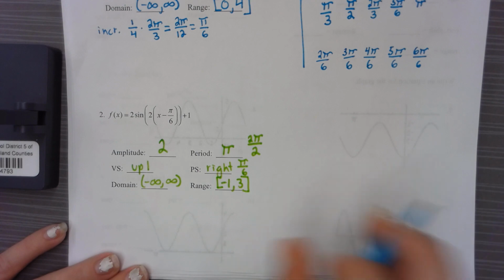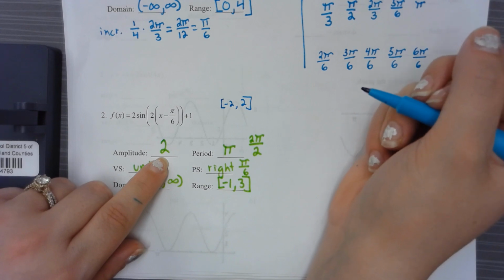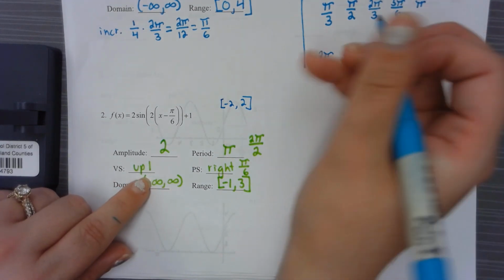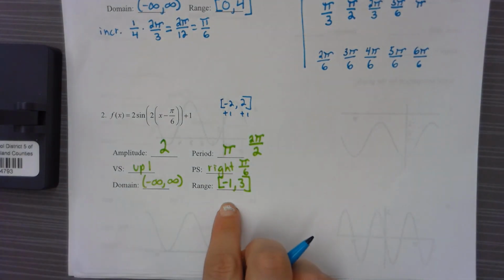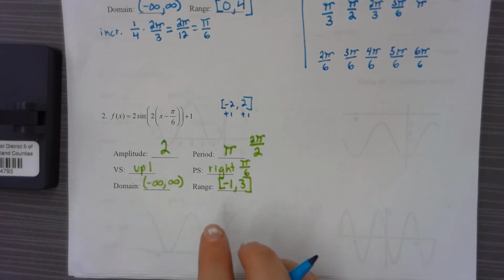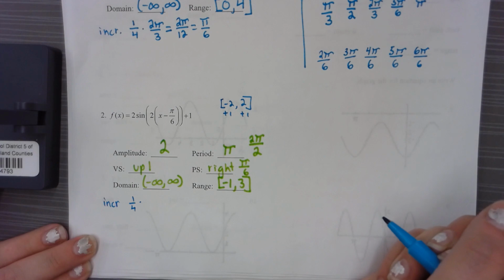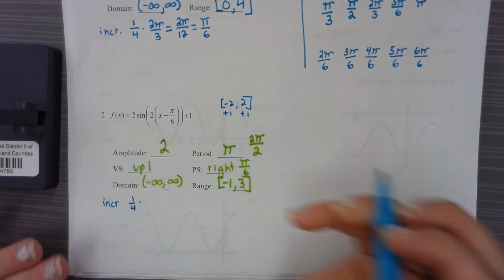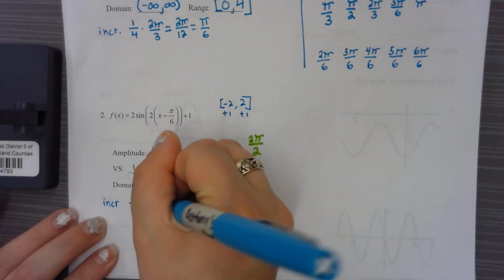So range is negative amplitude, like -2 to positive amplitude. Okay, right? But then I'm shifting up 1. So that means to both of these values, I need to add 1. And that's what gives me the range. So it's always negative amplitude to positive amplitude, and then the shifts up and down change that. But you're always adding the same to both of them. Okay? And then to find my increments, I'm going to do 1/4 times the period, which is pi. So my increments are going to be in pi over 4s.